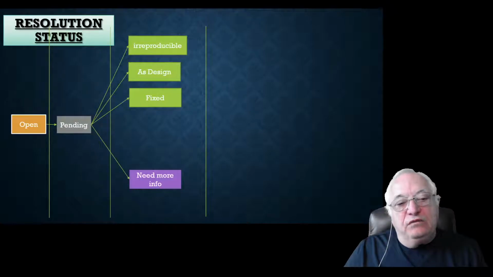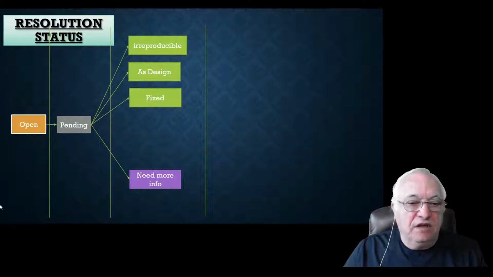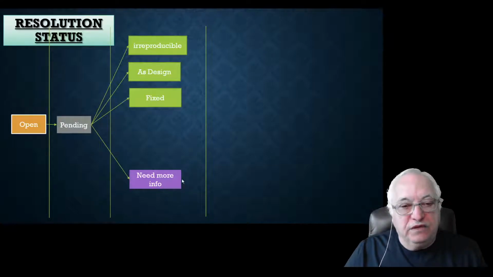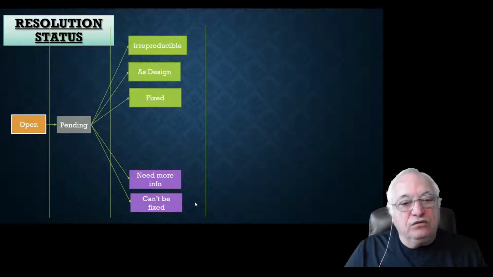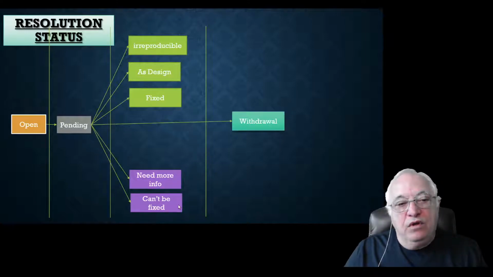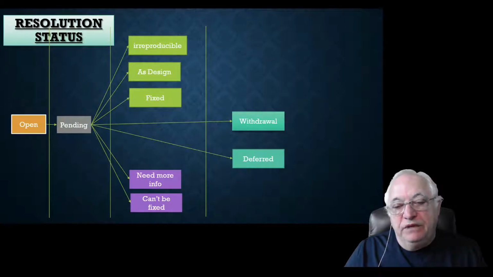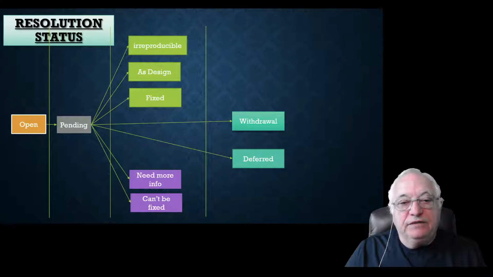Or from pending, it could go to I need the design organization needs more information to be able to reproduce the error. Or it can go to we cannot fix it. Now, from pending, it can also be withdrawn or deferred. Never got fixed, we just defer it.